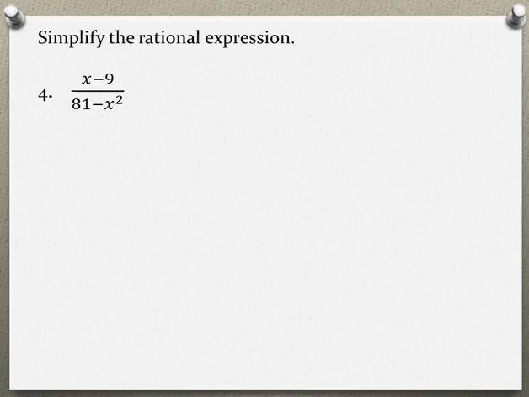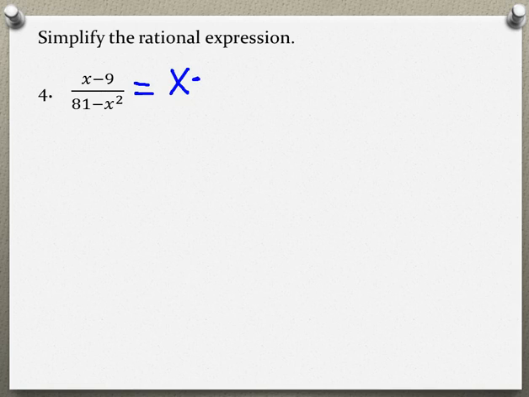To simplify this rational expression, we need to make sure that we factor the top and bottom and cancel any common factors that we may have. Well, the numerator here at the top cannot be factored further, so we're going to leave the numerator alone and focus on the denominator. So we have the difference of two squares in the denominator.